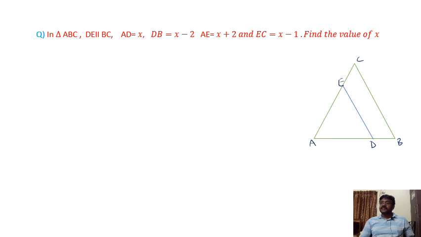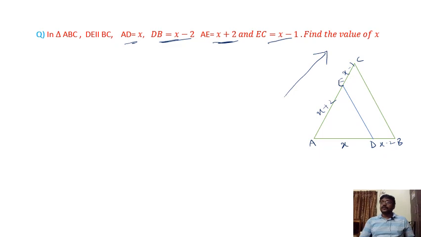This time, see, DE is parallel to BC, this side. Okay, it can be in any direction, but this time DE is parallel to BC. That means our perception must be in this direction, okay, right? What were given? AD is equal to x, and DB is equal to x minus 2. Note down here, x minus 2, and AE is equal to x plus 2, and EC is x minus 1. After giving all these things, he is asking us to find what is x.